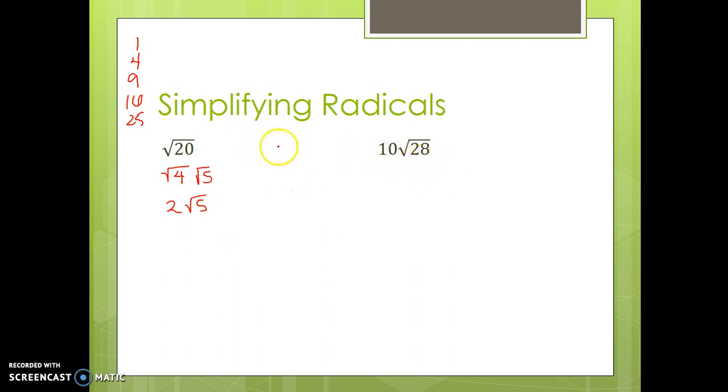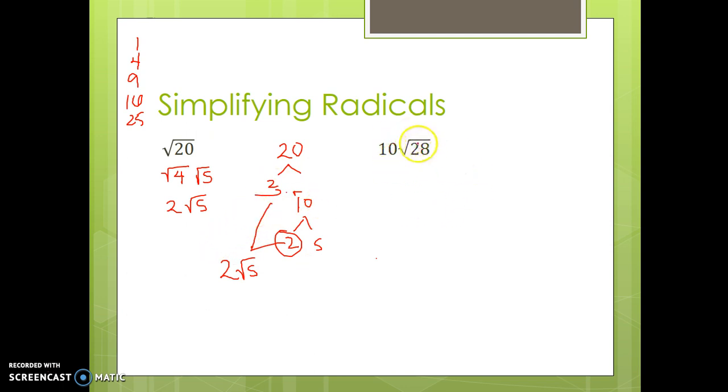Another option with your 20, if you can't think of perfect squares, is to break it into its prime factorization. So 20 is 2 times 10. 10 is 2 times 5. Circle your pairs of 2's. When those come out, they come out as a 2, as a pair, and the 5 stays in the radical. So I get 2 radical 5. Either way, you still get the same answer.